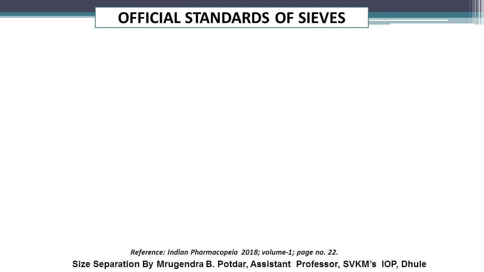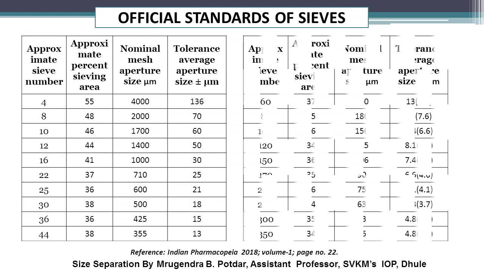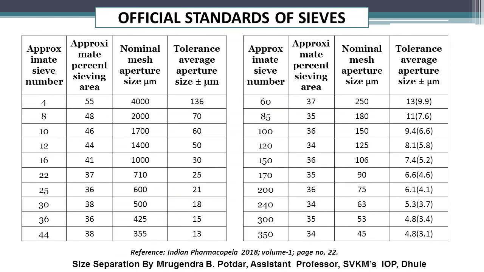This table of official standard of sieves indicates the approximate sieve number, approximate percent sieving area, nominal mesh aperture size and tolerance average aperture size. As per the sieve numbers, they vary, which is mentioned in Indian Pharmacopoeia 2018, volume 1, page number 22.